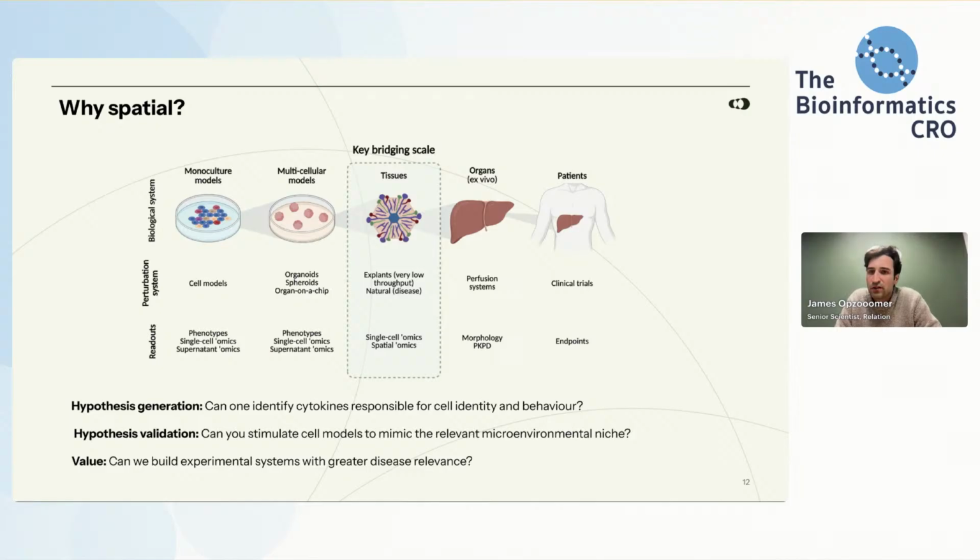And the motivating feature of this BISTR package is to answer some of these questions. Can we identify cytokines responsible for cell identity and behavior in primary patient tissue? And could we then stimulate cell models to mimic some of these disease-relevant or patient-relevant microenvironmental niches? And we hope that this can add value to the drug discovery process and to our efforts in vitro cellular modeling by using this knowledge to build experimental systems with greater disease relevance in vitro.